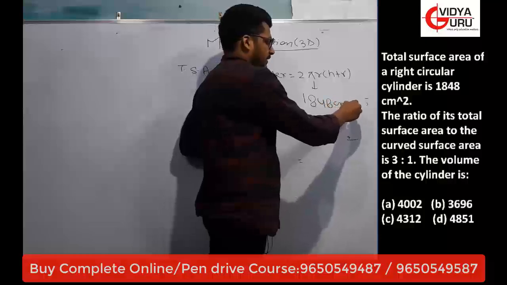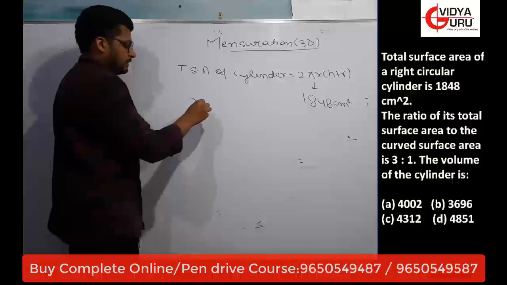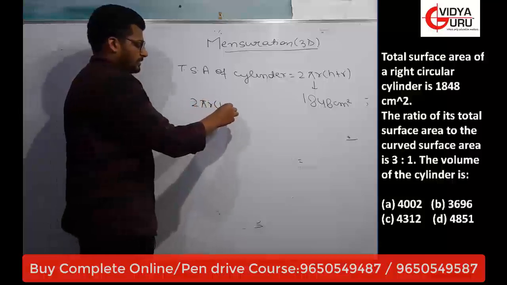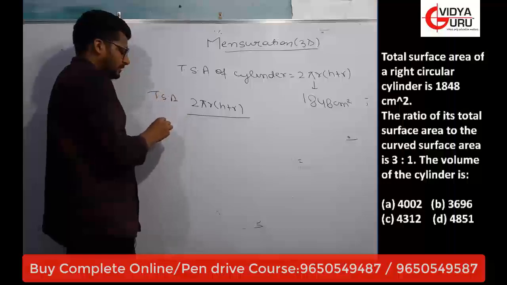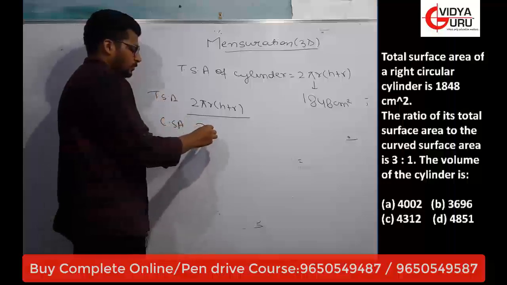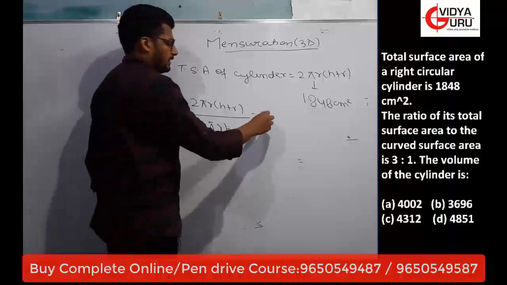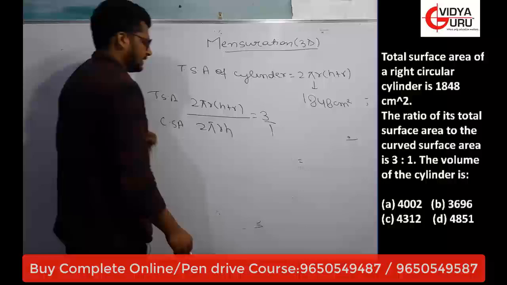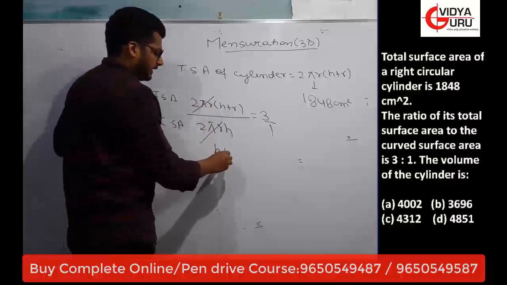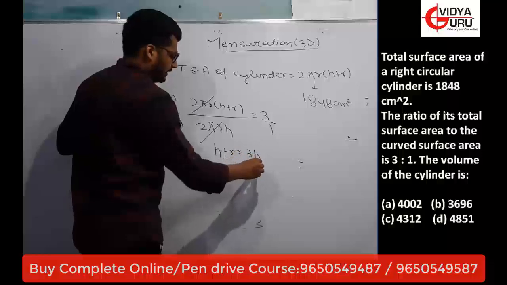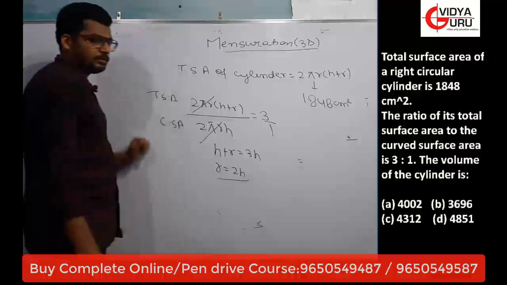1848 centimeter square. In the next statement the question is saying the ratio of total surface area and curved surface area. What is the curved surface area of a cylinder? 2 pi r h. The ratio is given 3:1. Now I can establish a relation from here. This will be cancelled out. If I cross multiply, h plus r will be equal to 3h. That means r is equal to 2h.